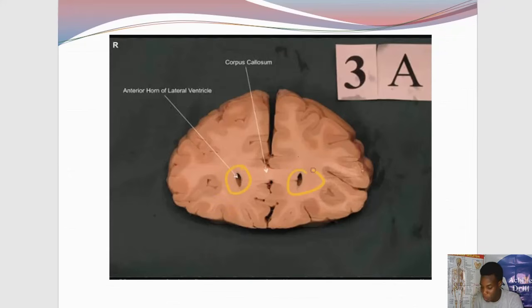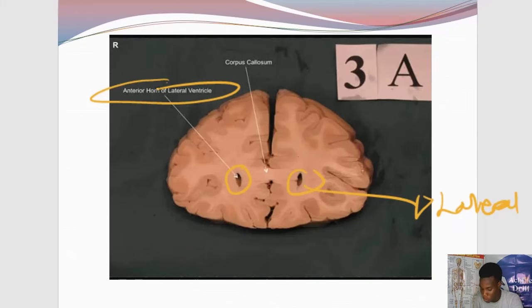And trust me, this part can be asked in your steeplechase. In fact, in my time I remember that coming out. It's very easy to identify. They are simply the lateral ventricles of the brain, and if I have to be very specific, the anterior horn of the lateral ventricles of the brain.